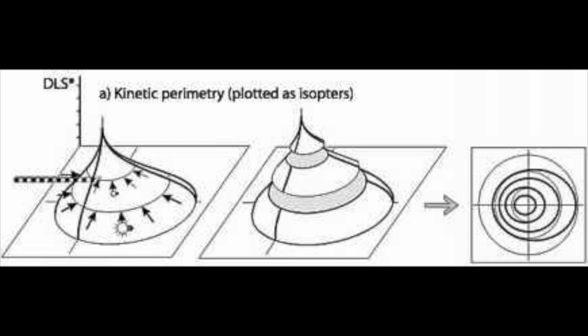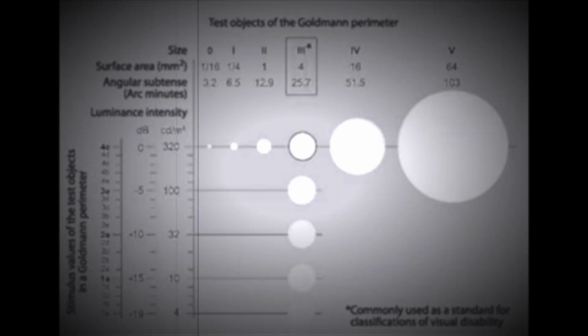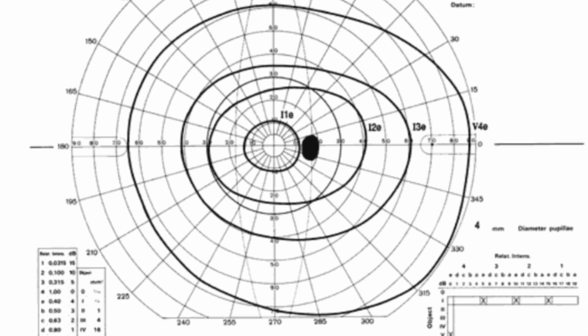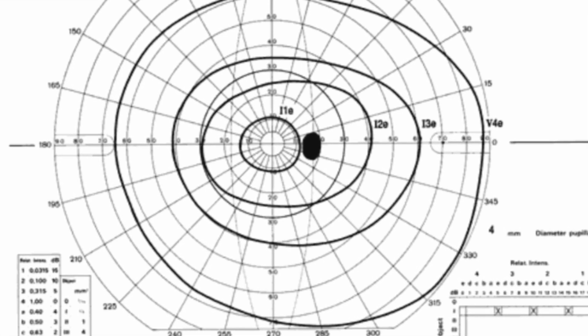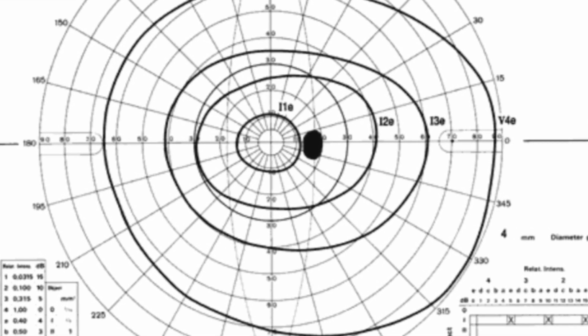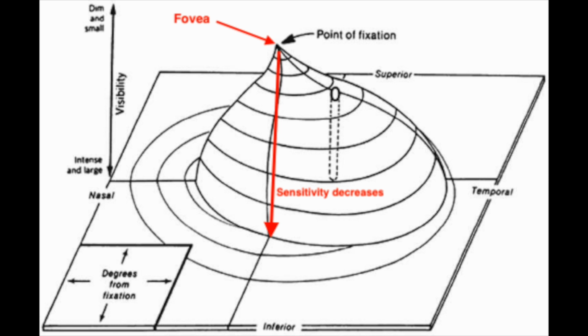The Goldmann perimeter is a type of kinetic visual field test, which means that a stimulus of known luminance and size is selected and moves all around the visual field. This allows us to mark the extent of the patient's visual field, which is known as the threshold. There are different areas of sensitivity on the retina, and this can be represented by Traquair's hill of vision.